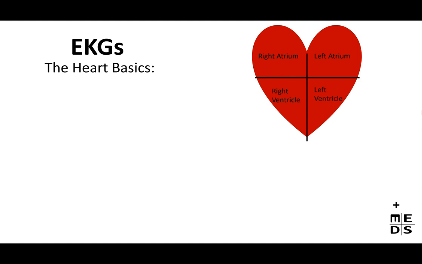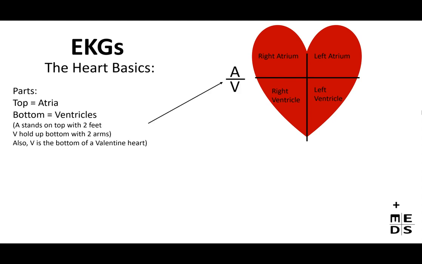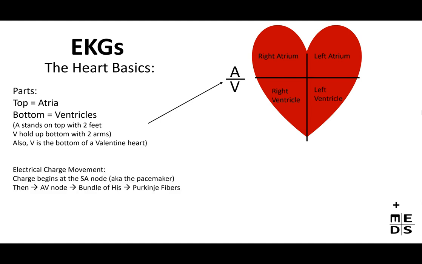You're going to have the atria on the top and the ventricles on the bottom, and you're going to have left, right, and left and right. The way you can remember this is through a quick mnemonic: the top part is going to be the atria. Think of an A sitting on top of a table, and a V looks like it's holding up two arms, or you can think of the bottom of a Valentine's heart.